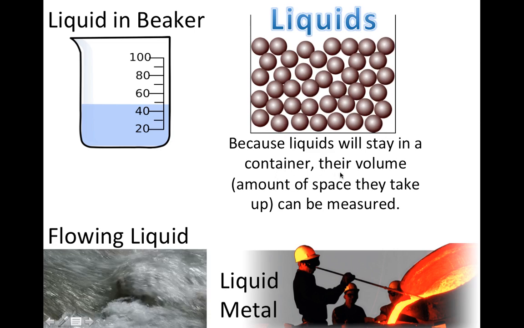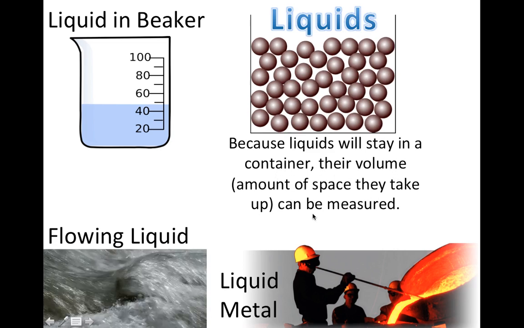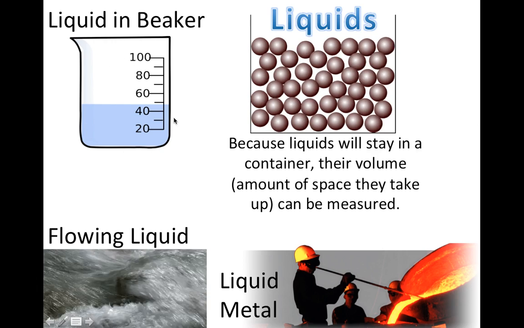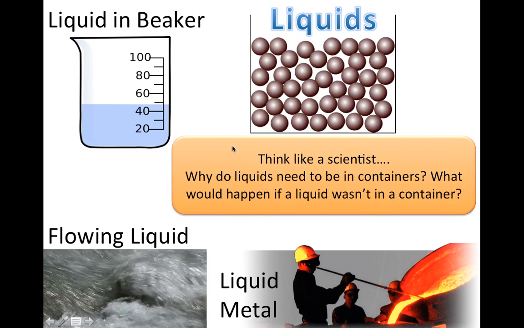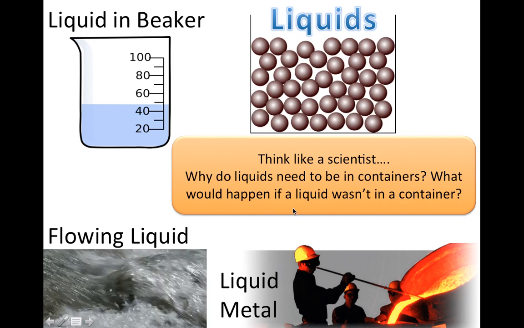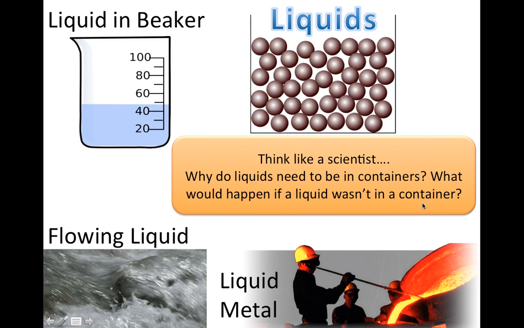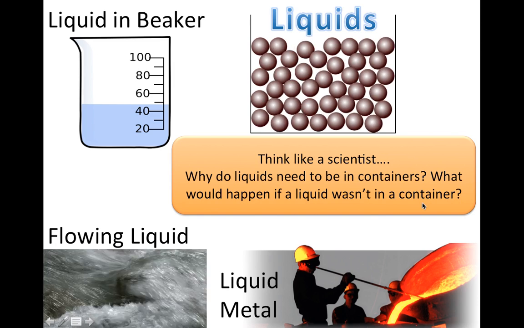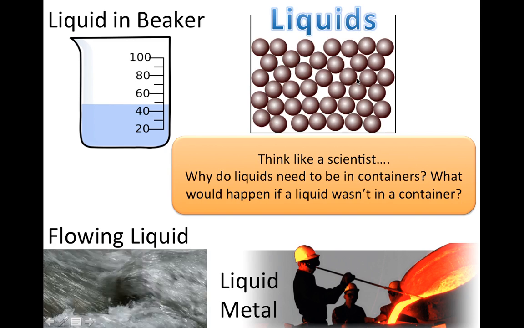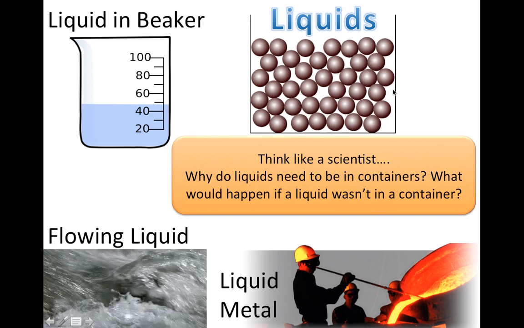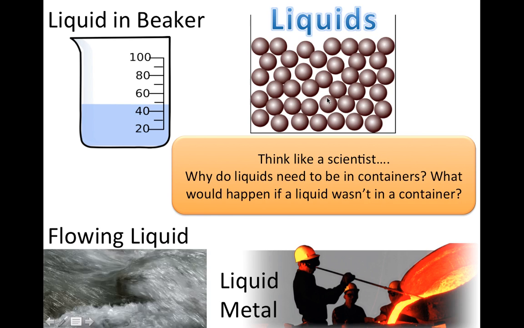Because liquids will stay in a container, their volume, amount of space they take up, can be measured. This liquid in a beaker can be measured because there are measuring lines on the side of it. Think like a scientist. Why do liquids need to be in containers? What would happen if a liquid wasn't in a container? If you said that liquid would spread out across the surface, you are correct. Although the molecules are close together, they will spread apart, and so liquids, if they're not in a container, will move across the surface.